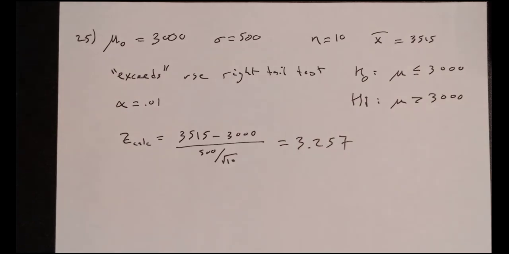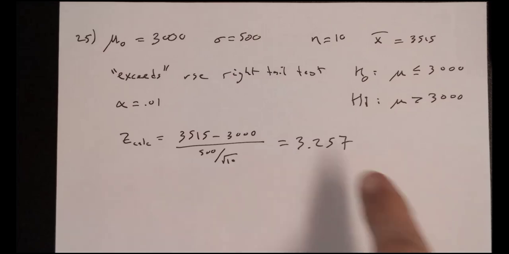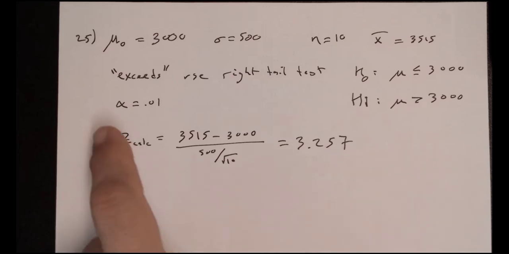Great. Now, there are two different ways to determine whether we accept or reject. I reject my null hypothesis if one of two things is true. The calculated statistic is larger than my critical value in absolute value. Or the p-value I get from here is smaller than my level of significance.